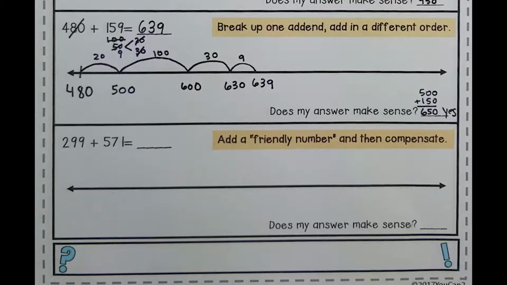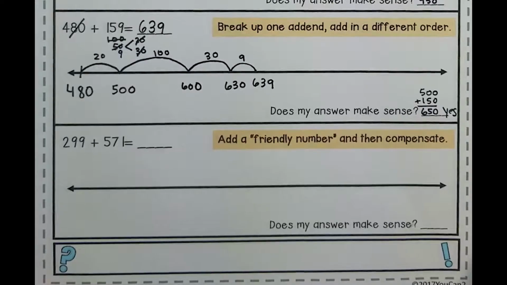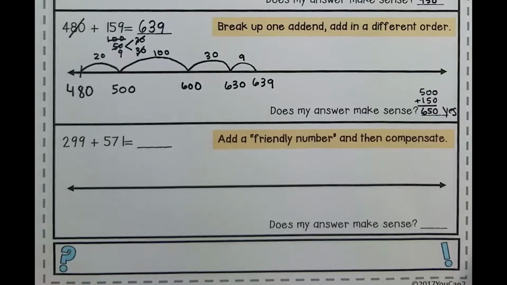You know what I really like about that number 299 is we can do something special with it. We can compensate with it, which means we can take away or add a little bit to a number. In this case, we're going to add a little bit to it to make it more friendly, and then we can take that away in the end. Okay. That doesn't make any sense. That's okay. We're going to get there. So let me show you what I mean.